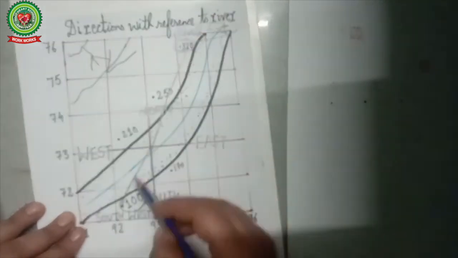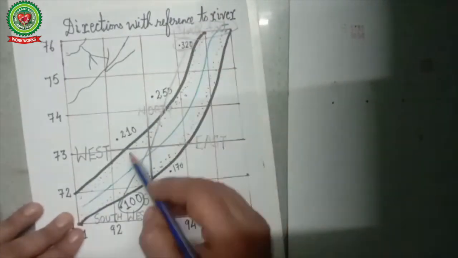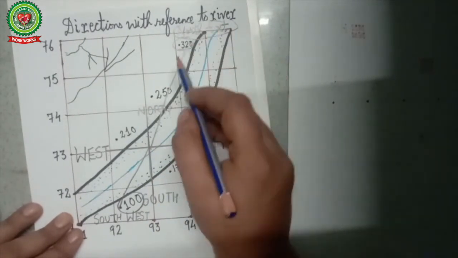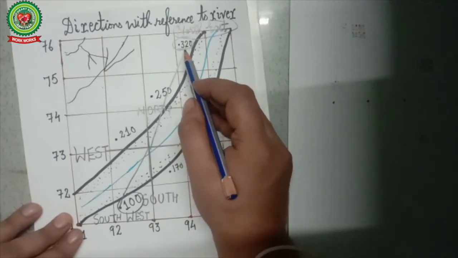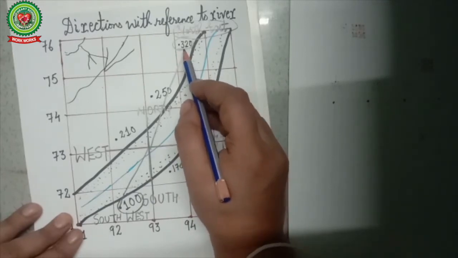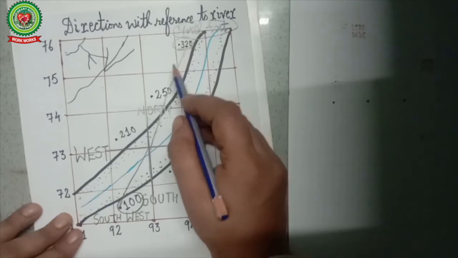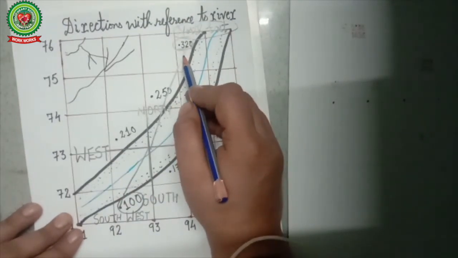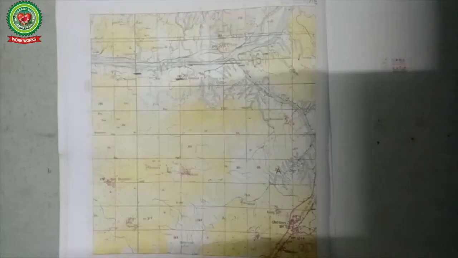So children, in this way we look for the direction of the river by looking at its spot heights, or we can determine the slope of the land through spot heights. Hope that now you have learned to find out the directions with reference to rivers.